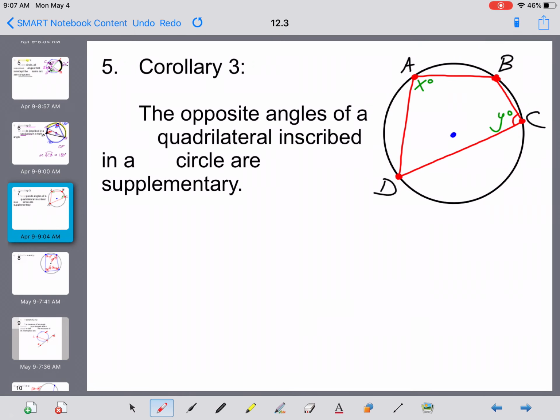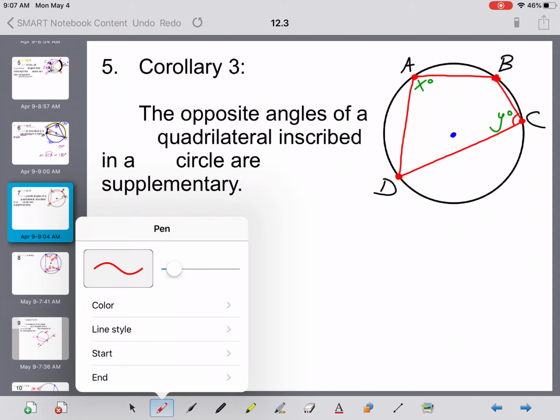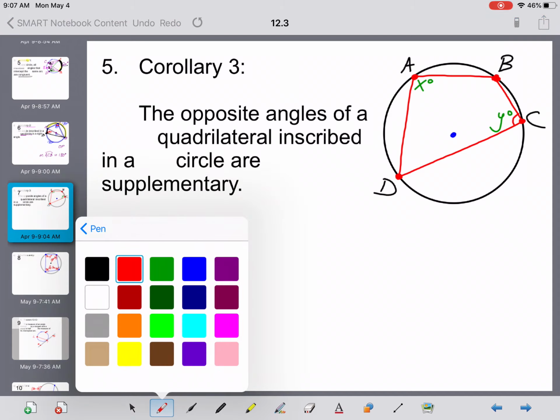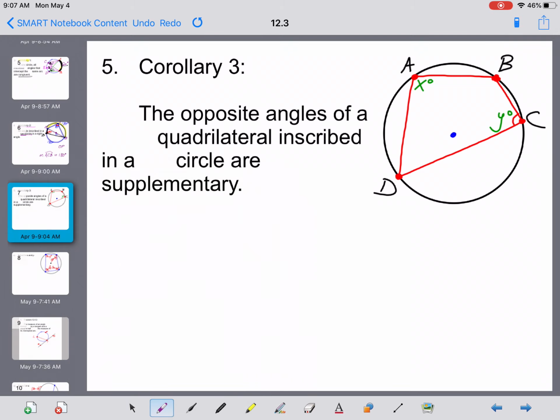And corollary 3, the last one going along with this one right here, says the following, everybody, that the opposite angles of a quadrilateral inscribed in a circle have to be supplementary to one another. All right, so let's take a look at the diagram. There's a lot of vocabulary going on in this one right here. Obviously, we have ourselves a circle. And you'll notice then, guys, that I put 4 points on that circle, A, B, C, and D, and connected them in order to make a quadrilateral.